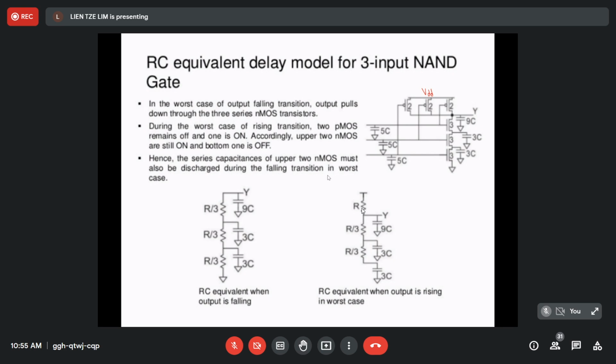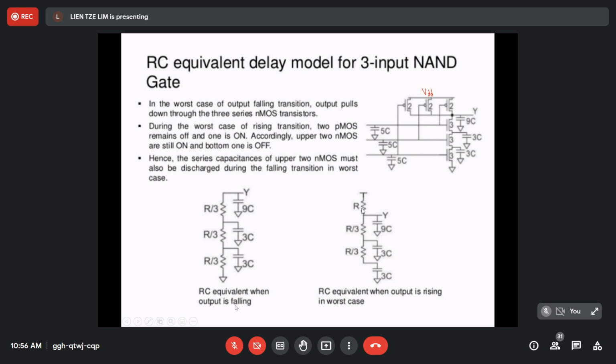When the output transitions from high to low, when Y starts to become low, the capacitance will discharge. Those capacitances will discharge. These two diagrams show you which transistors will be on. So, RC equivalence when the output is falling.